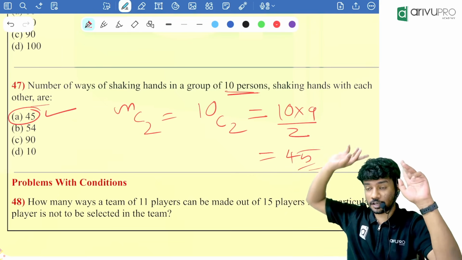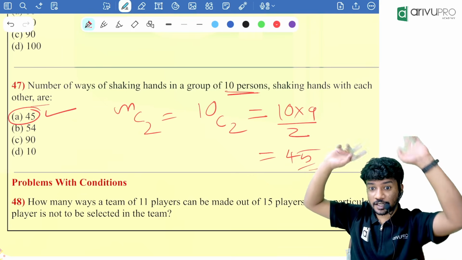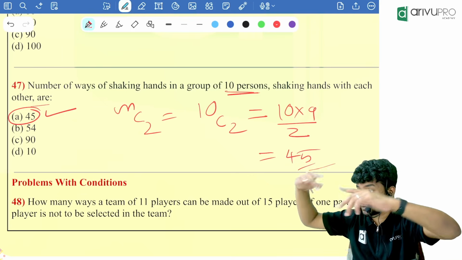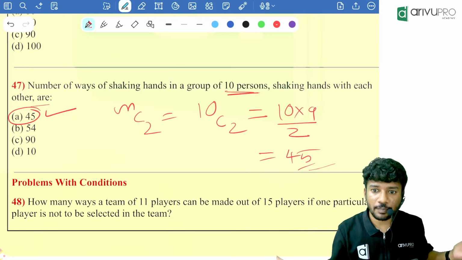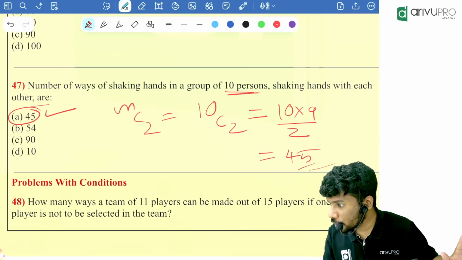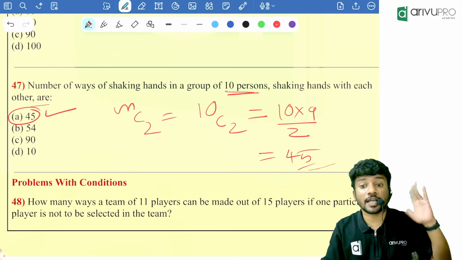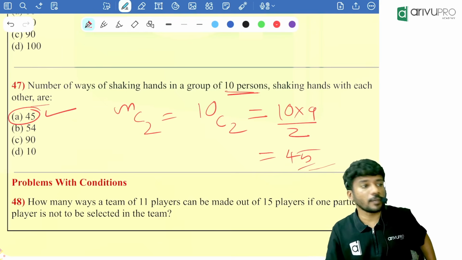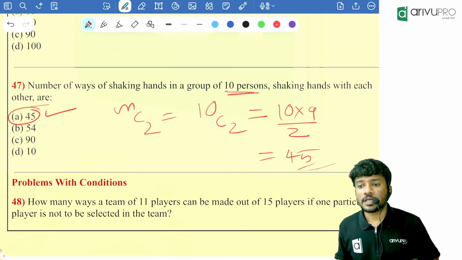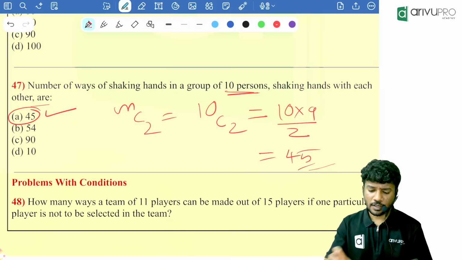You will start thinking, oh, this many people are there, shake hands and all. You will start calculating. It will not happen. It will take a lot of time. So, you require formulas.